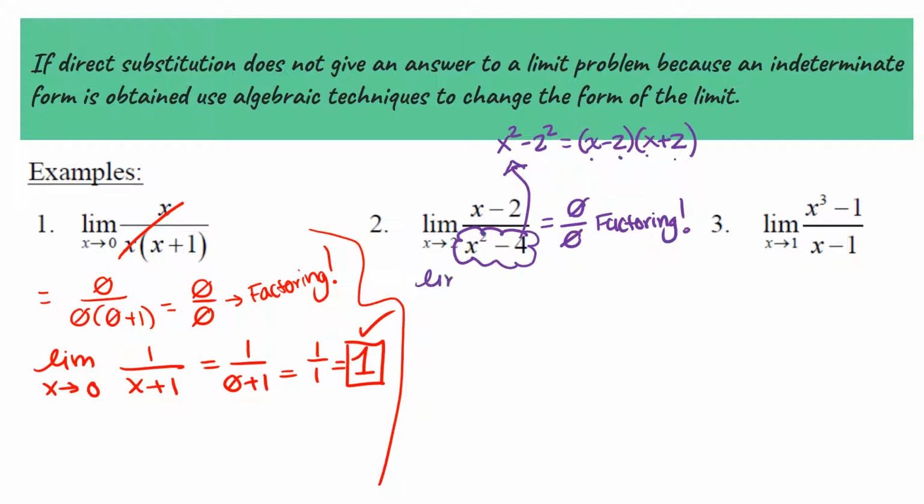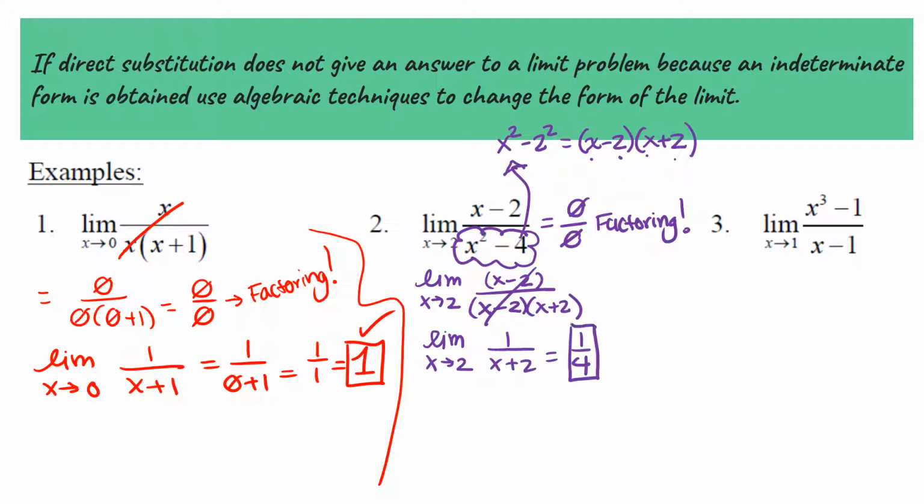When I rewrite that out here, we should see that our 2 factors here can cancel out. Once we've canceled out, we want to try again. We want to re-plug in. And there you go. This time we got a number and we're good to go.